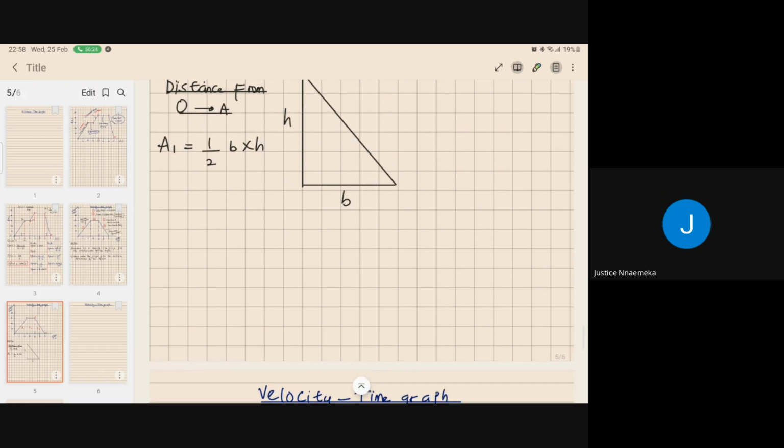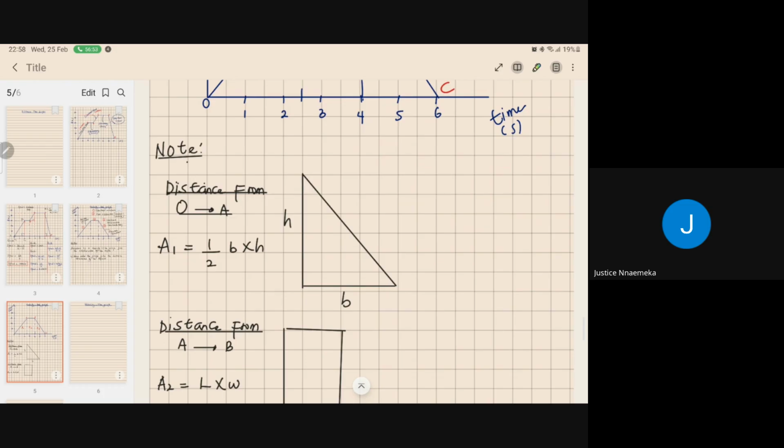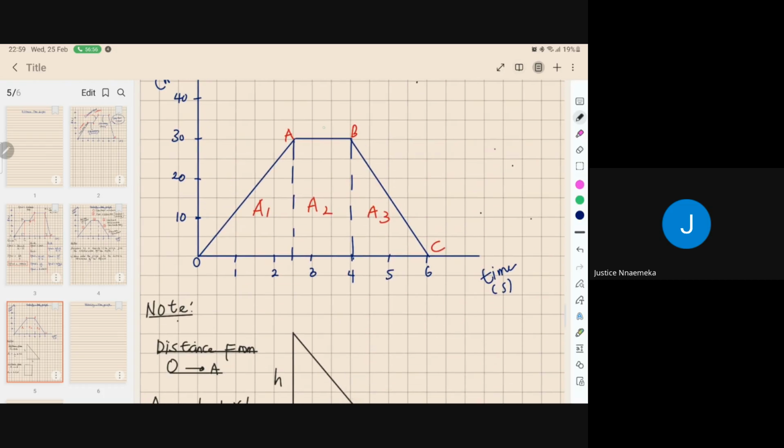Now the next one is the distance for A2, which is the distance from A to B. If you observe from A to B, you will see that we have a rectangle right here that looks like this. So your A2 is going to be what? Length times width. So what are you going to do? Calculate this distance here. Here is your length, here is your width. This one is your height, this one is your base. Do you understand?